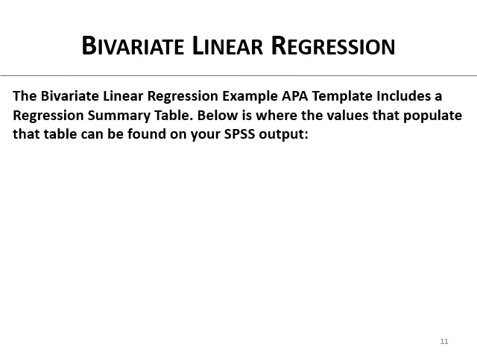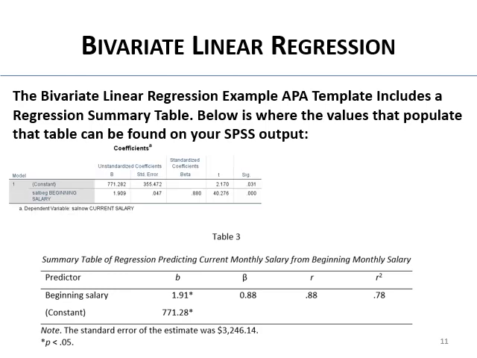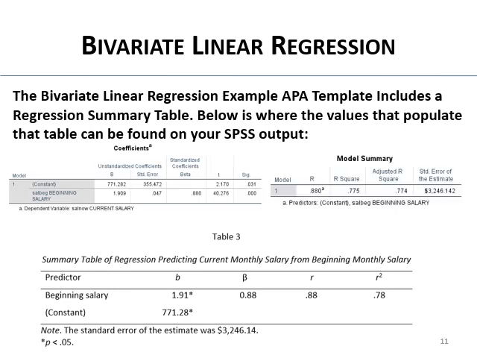But I want to show you where some of the things that are in that APA write-up come from in your SPSS output. So there's a table called Table 3, and it's a summary table of your regression analysis. And the stuff that goes in there comes from two tables, the coefficients table and the model summary table we talked about earlier. So that first row, beginning salary, you need B's, betas, R, and R squared. And below the table, you need your standard error of estimate.